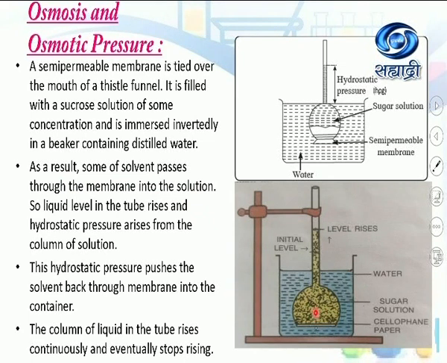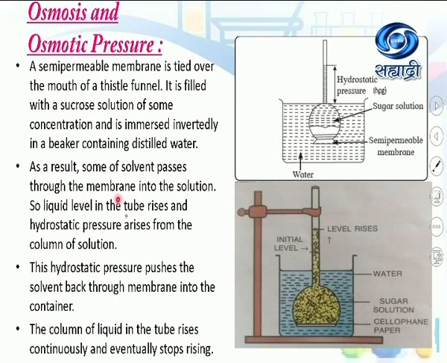Solvent molecule ह्या membrane मधनं solution मध्ये जाणार. Some of the solvent molecules pass through the semi-permeable membrane into the solution. And due to this, the liquid level in the tube, in the stem of the thistle funnel increases, or we can say rises. Here in this figure you can see the initial level. When osmosis takes place, there is an increase in the level, so the level rises.